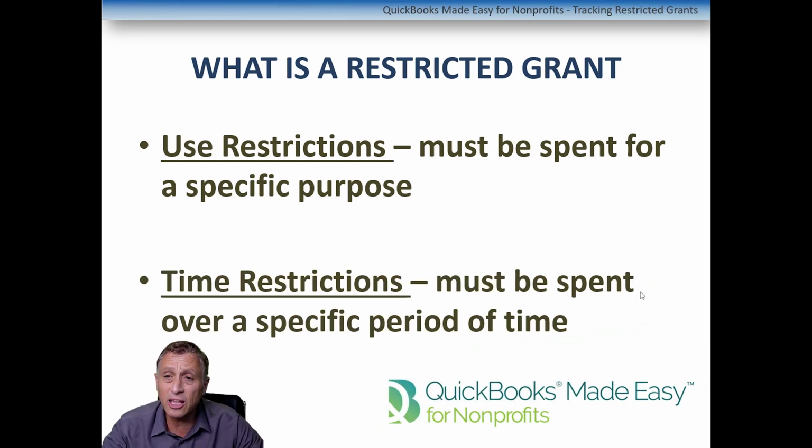Now, there is another restriction called a time restriction. And some grants have both use and time. Some only have one or the other. A time restriction means we're giving you this money, but you can't spend it until next year, or you are supposed to spend it between July 1 of 23 to June 30 of 24, something like that. Then it is time restricted. So whether it's use restricted, time restricted, or both, if it's restricted, you need to track it.